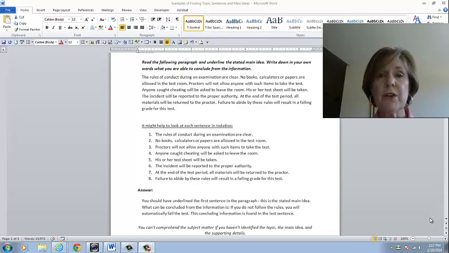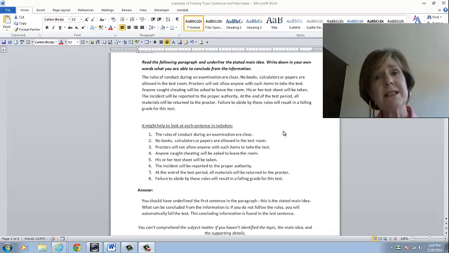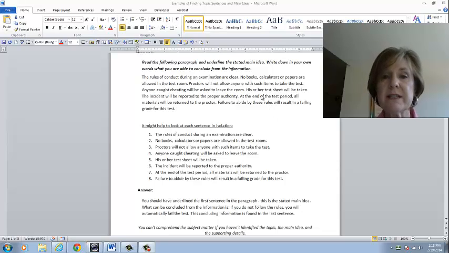The first thing I want to do is give you a little strategy. The first paragraph is about the rules of conduct during an examination. If you're not real sure, you can always separate each sentence of the paragraph, and that way it helps you maybe get a clearer indication of what each sentence is saying and the overall main idea of the paragraph. For example, I took each sentence in this paragraph and separated them.